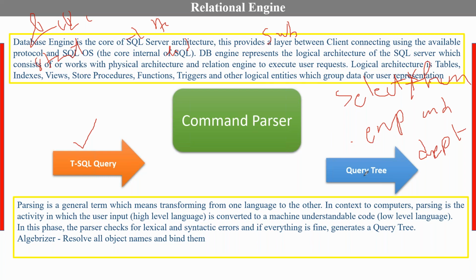Query tree is nothing but it will try to make one tree format, whether this object is available in the database or not. If available, what are the columns you are trying to retrieve? Whether these columns are available in this table or not. If available, it will start preparing employee table and column 1, column 2, column 3, column 4. Like this, it will prepare one tree structure. For every object, it will prepare one tree, whatever you are retrieving, along with the columns.